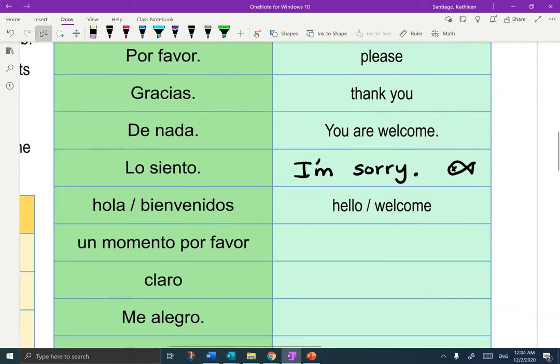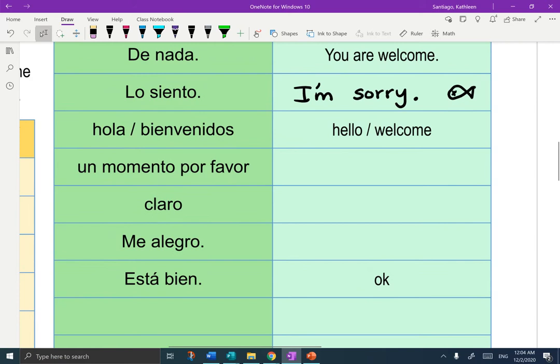Hola, bienvenidos. Hello, welcome. Un momento, por favor. So we already know por favor means please, and momento is a cognate. So, right, un momento, por favor is like one moment, please, as if you're going to get something, or if you need a moment to check over the menu. Un momento, por favor. Claro. Okay, I love that word. Me encanta. Claro means of course.